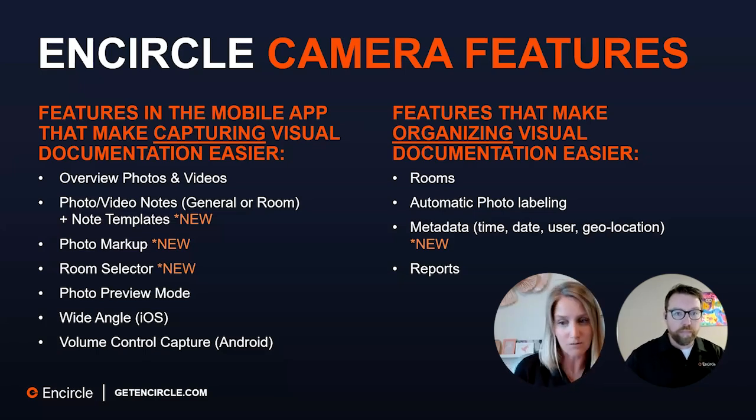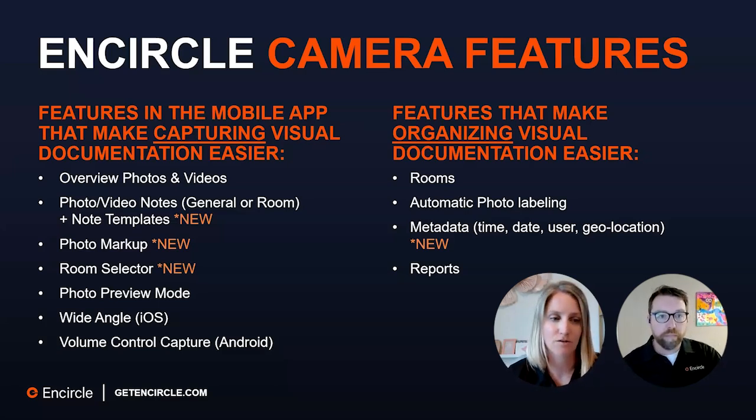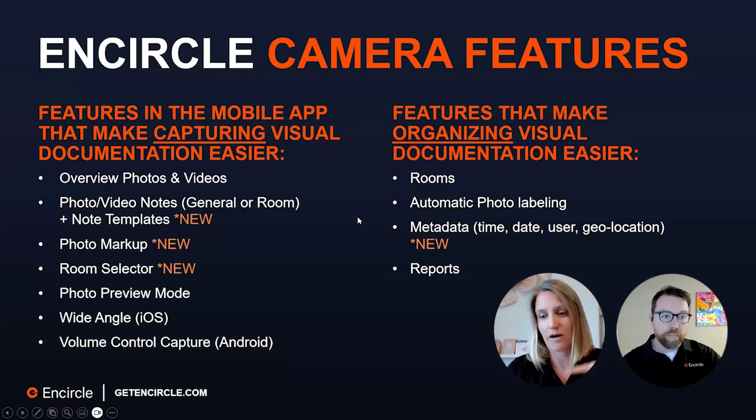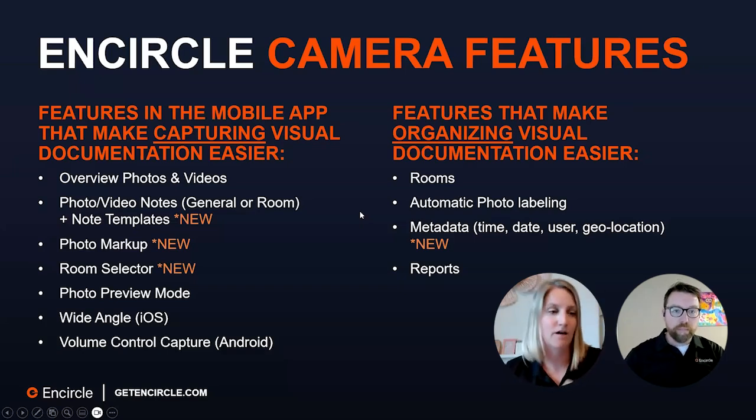Photo markup is our latest release. It allows you to draw, write, circle, put an arrow on different things on a photo to capture those details and point out areas of interest. We've also released Room Selector, which just adds to that efficiency. So if you're documenting the bathroom, like Sean's going to show you, and you want to start documenting in the hallway, you can easily switch from bathroom to hallway without having to go back out and back in. It's just right on the camera screen.